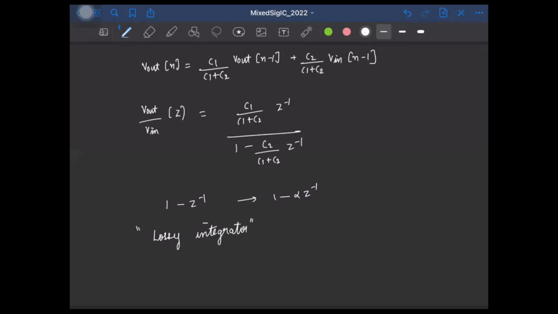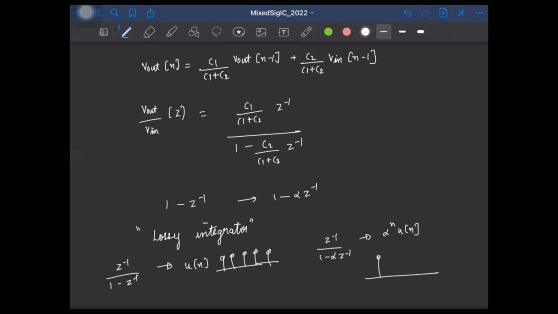Okay, because for an ideal integrator of the form Z inverse by 1 minus Z inverse, if you apply an impulse, the output is what? It's simply u of n, right? It's going to be constant. But for an integrator of the form Z inverse by 1 minus alpha Z inverse, you know that the impulse response is alpha power n u of n. So it's going to start from 1, but eventually decay to 0. Right? Let's stop at this point and continue from the next class.